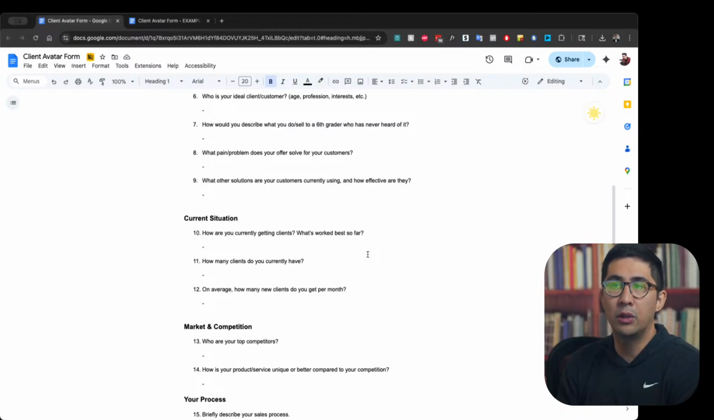And so I want to know what their current situation is, what's been working, so that way we have an understanding of where they're at. How many clients do they currently have? This is also really good to know, just to see the current workload they have. On average, how many clients do they get per month? I know this is going to be a ballpark. It's going to fluctuate heavily depending on lead flow, the season, things like that.